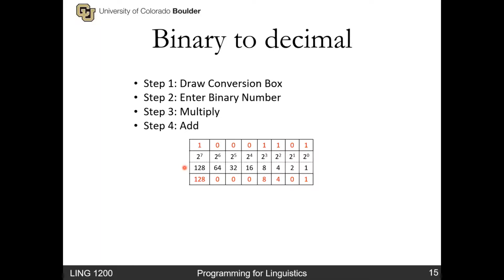The next step is then to add them together, which we can do down here. 128 plus 8 plus 4 plus 1 is 141. So we've just converted the binary number 10001101 to decimal, and the decimal representation of that same number is 141.